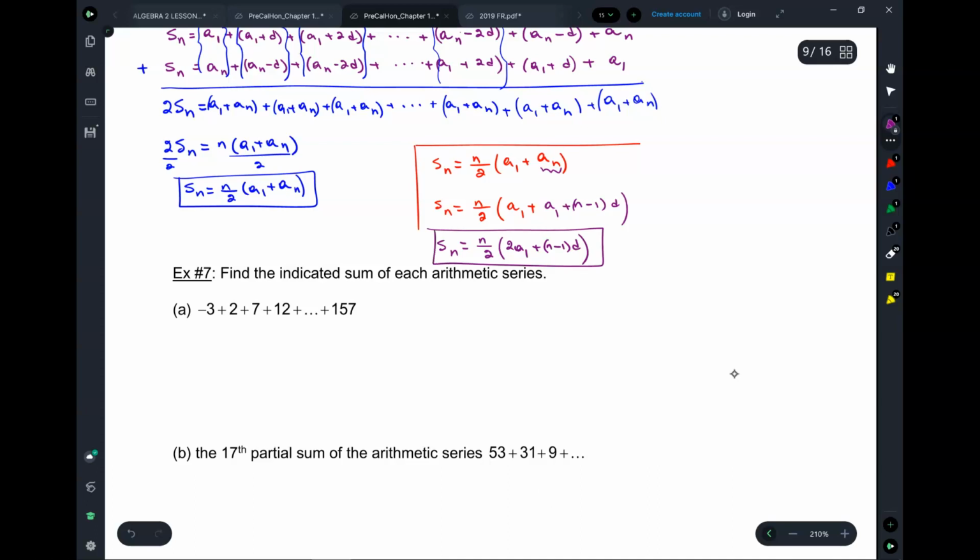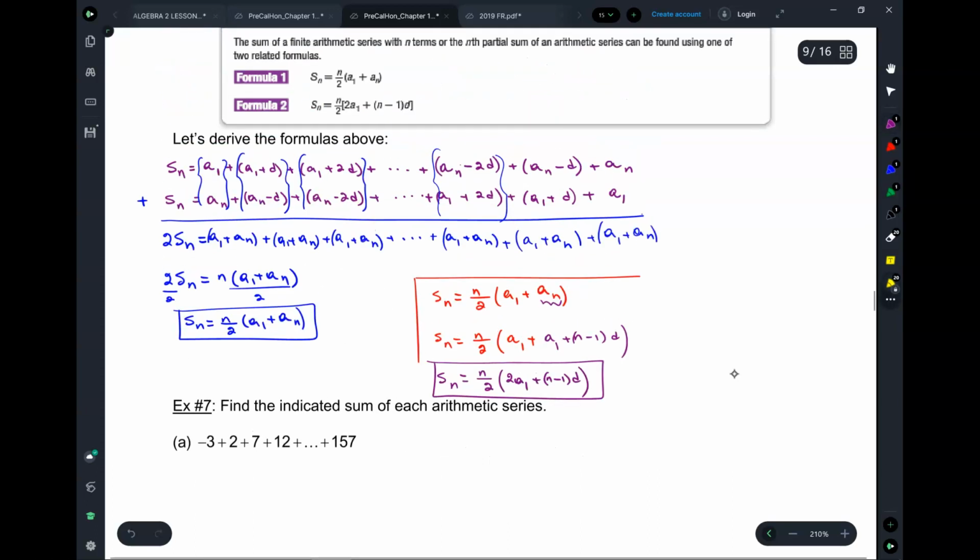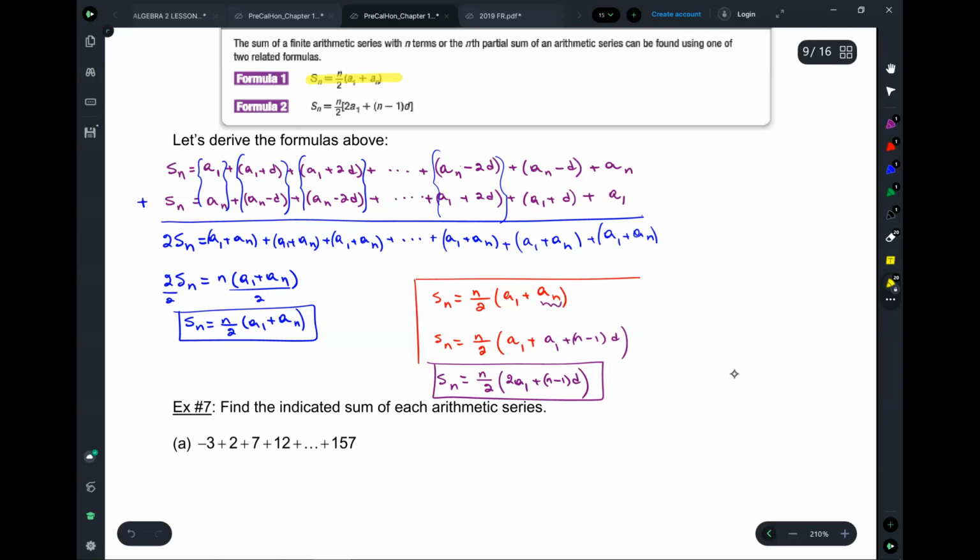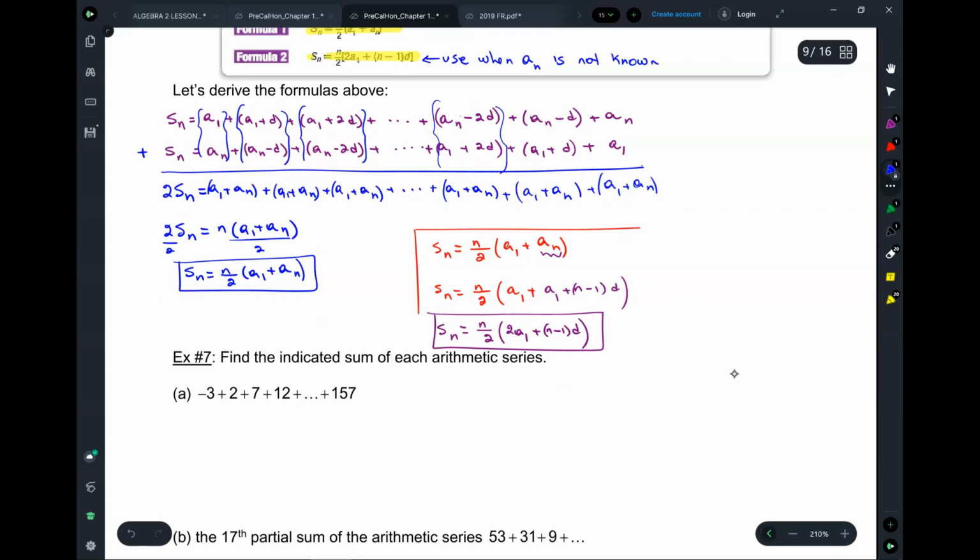Okay, that's the second formula. So here, these are the two formulas that we're going to use. And you use this one when an is not known. All right? So this is why, in honors, we like to go into more of where these formulas came from.